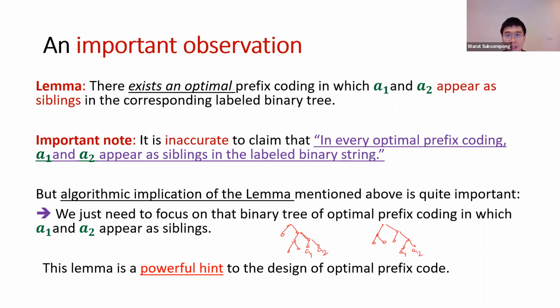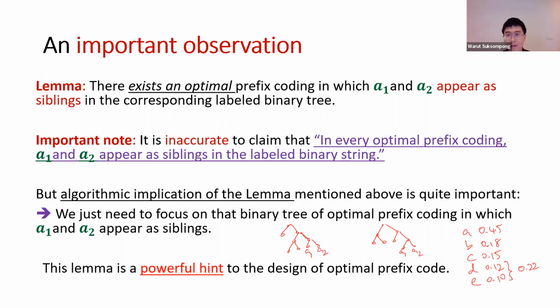And so we go back to the example with A, B, C, D, E. A is 0.45, B is 0.18, C is 0.15, D is 0.12, and E is 0.10. With this, what we can do first is take the two least frequent characters, D and E, and combine them. This now has weight 0.22.